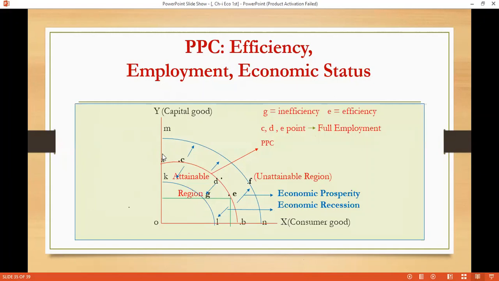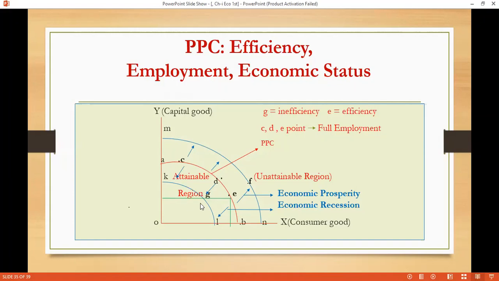Here we see the AB PPC curve. We are considering the first PPC curve, this one, the AB PPC curve. So this is a boundary line. That is the amount of resource and technology a country has. This amount of resource and technology is available to an economy. This is the boundary line.